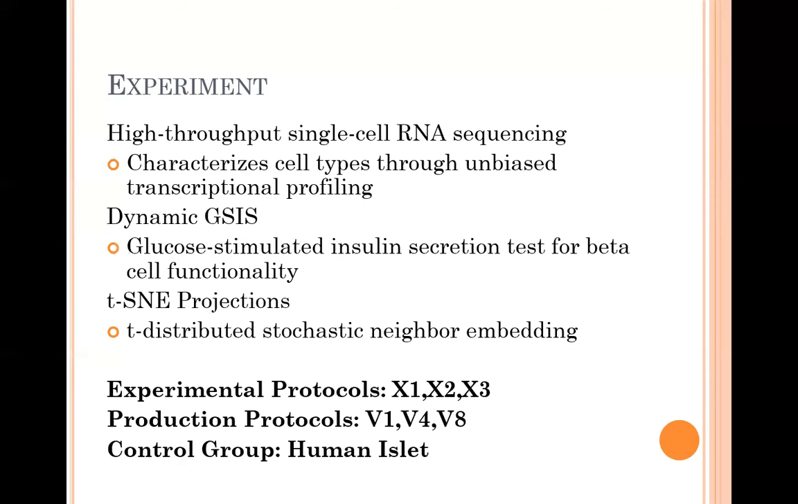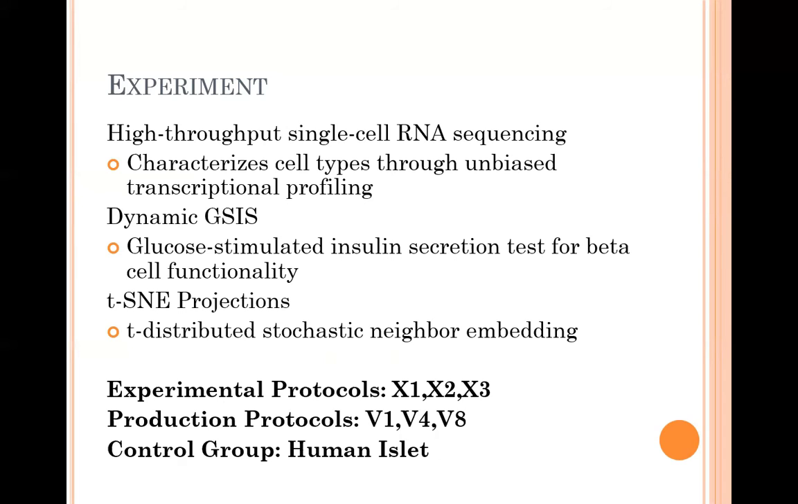Within the experiment, this paper utilizes high throughput single cell RNA sequencing to characterize the cell types. This is able to profile thousands of individual cells and has been previously used in characterizing cell types in adult and human embryonic pancreases, but no previous study has comprehensively determined the identities and states of all the cell types produced before and alongside in vitro beta cells.